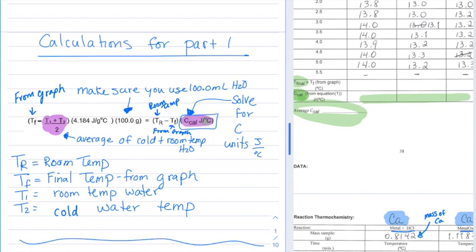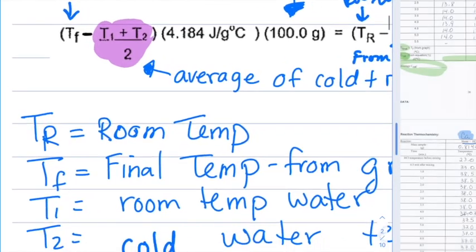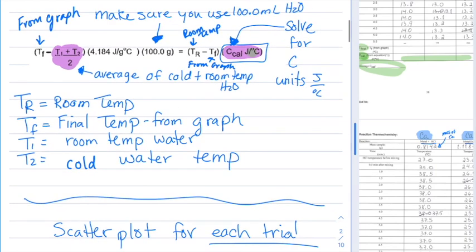Questions about anything so far on this calculation? All right, right down here, it just defines everything. TR is room temperature. TF is T final, which comes from your graph. T1 is the room temperature of water. T2 is the cold temperature for the water.